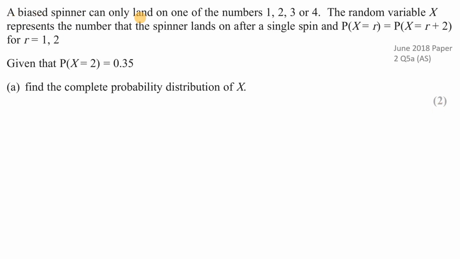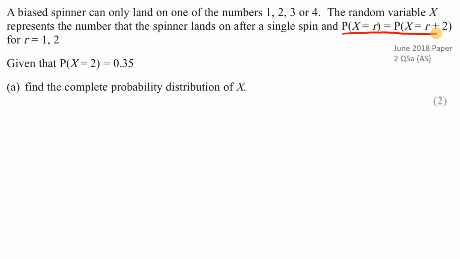Now, this first sentence here is really easy. This is just telling us we have a spinner, and the spinner can land on one of the numbers 1, 2, 3, or 4, okay? And we're told the random variable X represents the number that the spinner lands on after a single spin. So this is just saying that we spin the spinner once, and whatever number it lands on, this is what X is, okay? And the probability that X is equal to r is equal to the probability that X is equal to r plus 2 for r is equal to either 1 or 2.